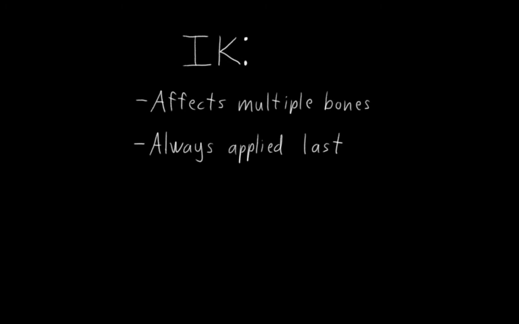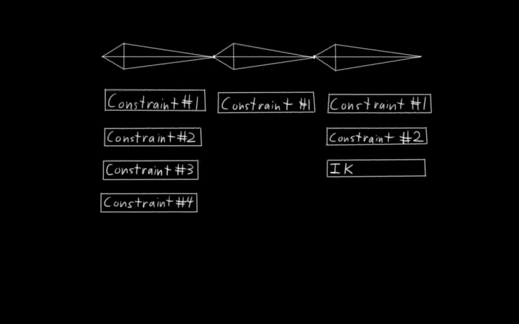To understand why, let's take a look at yet another silly little drawing. We have 3 bones here, each with their own constraint stack. The last bone has the IK constraint on it, but that constraint actually affects both of the other bones. So if the IK constraint is, say, in the middle of the last bone's constraint stack, when should it be applied to the other bones?